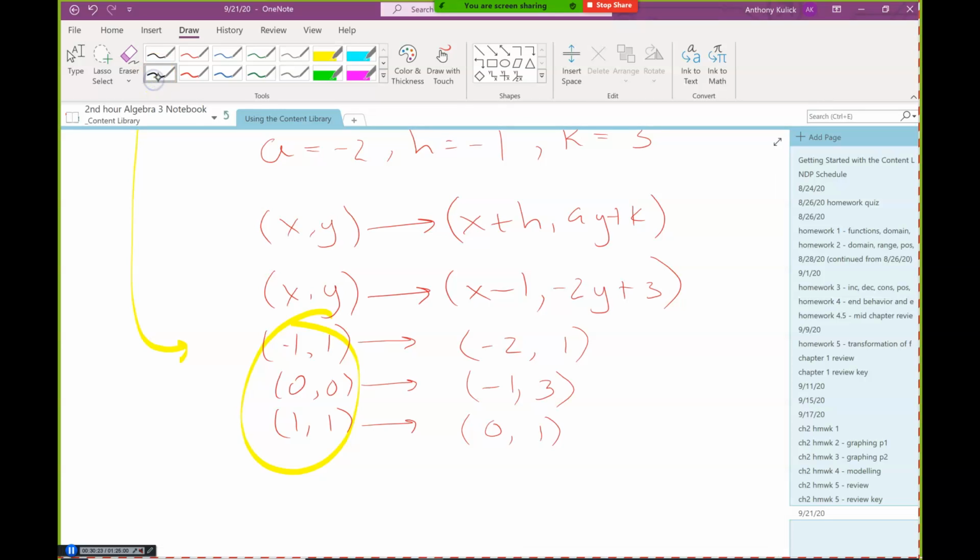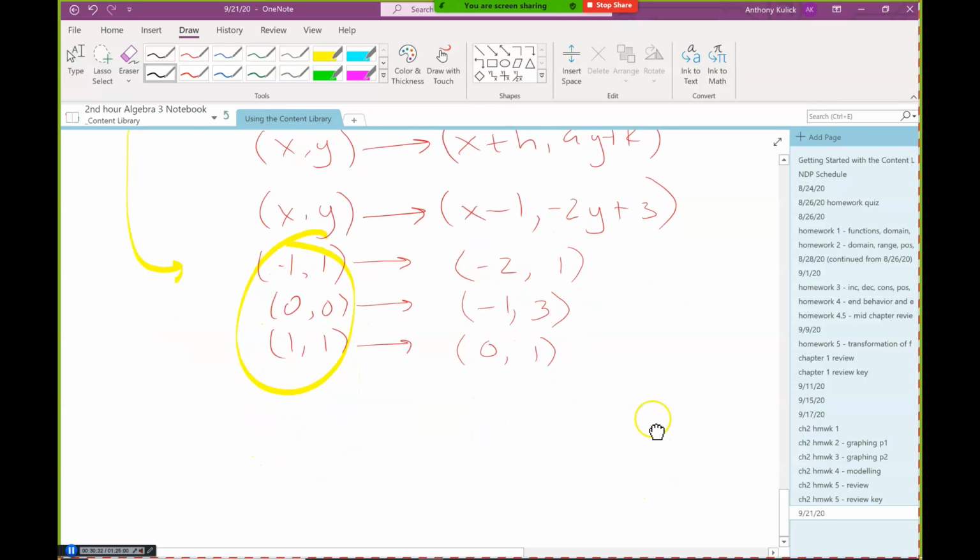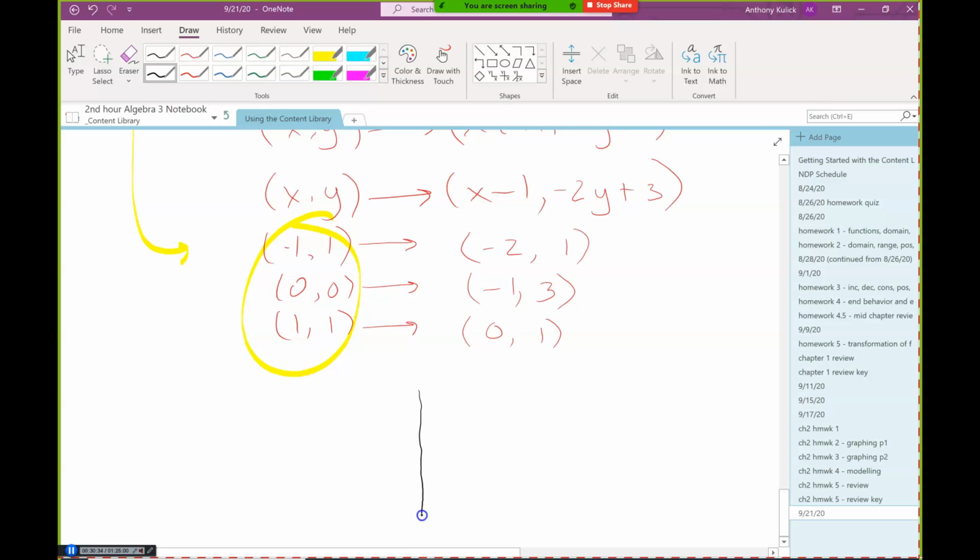Is everybody okay with how I did that? Okay. So I have -2, 1, is that point there, -1, 3, and 0, 1. So there's my graph.